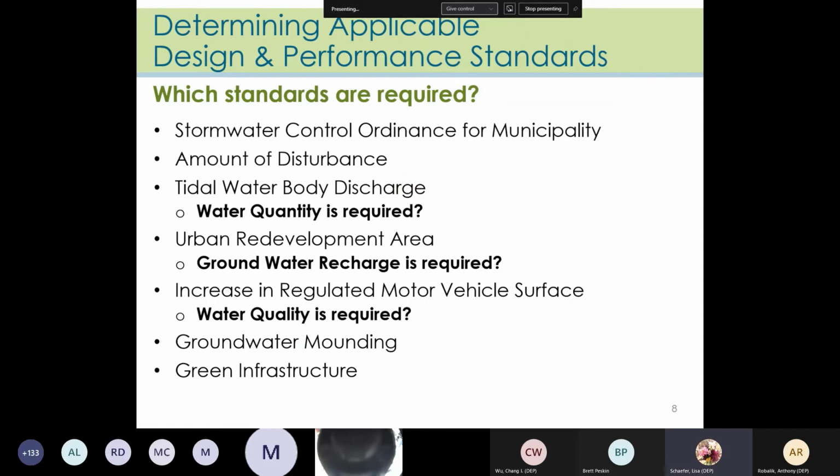So of course, we're going to check the SCO to find out the municipality's triggers. Is there more than an acre of disturbance on site? Yes. Does the site discharge into a tidal water body? No. So we know that right off the bat, water quantity control is required.